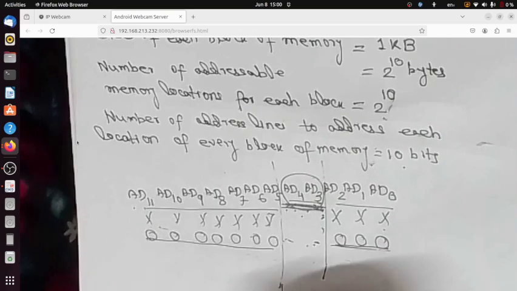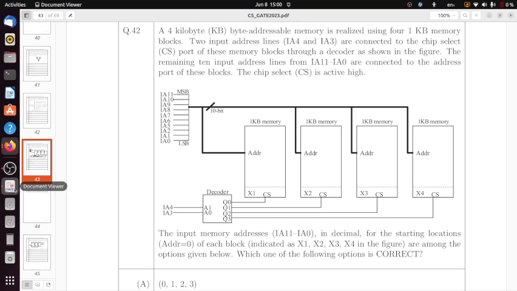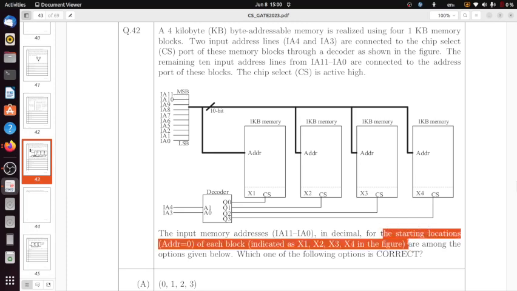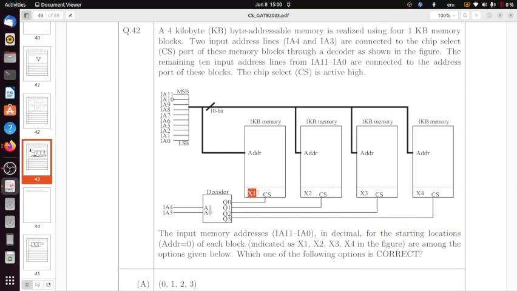Now what is said in this question is that the starting location of each block is indicated by x1, x2, x3, x4. This is the starting location x1 for this block. For this block of memory, this is the starting location x2, for this block the starting location is denoted as x3, and for this memory location the starting location is denoted as x4.